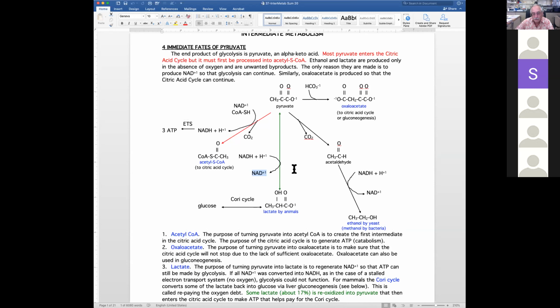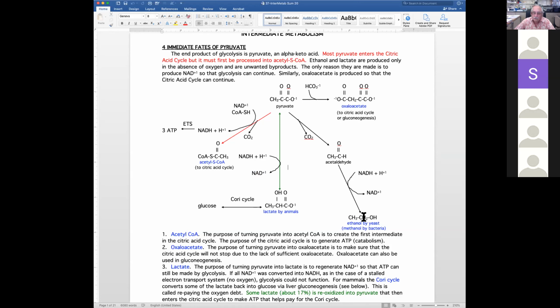If you're a microorganism, and I'm certainly not saying that you are, then there's a different process. Pyruvate is decarboxylated to acetaldehyde. Sometimes it's oxidized again into formaldehyde. And then you make NAD by turning that into an alcohol. So if you reduce an aldehyde, you get a primary alcohol, right? So the only reason they do that is to regenerate their NAD for anaerobic glycolysis.